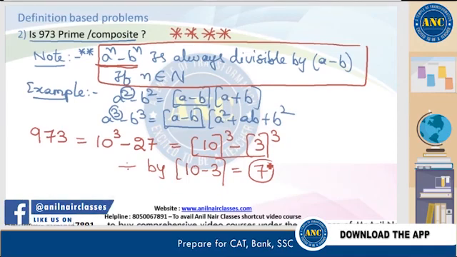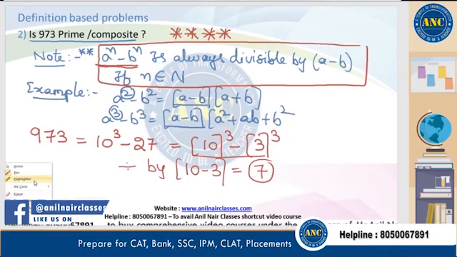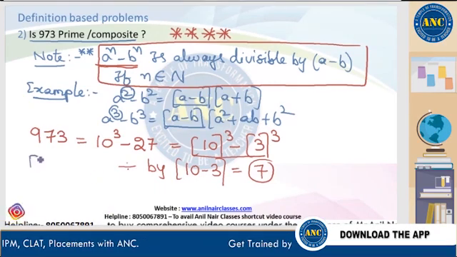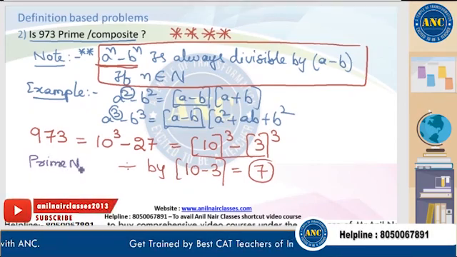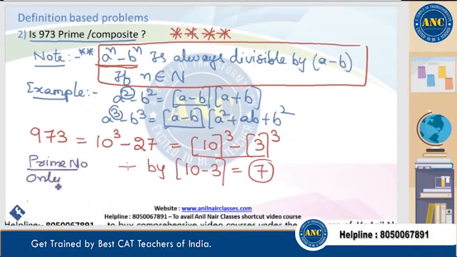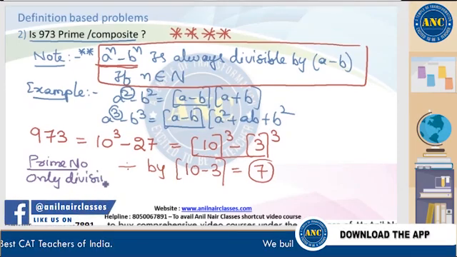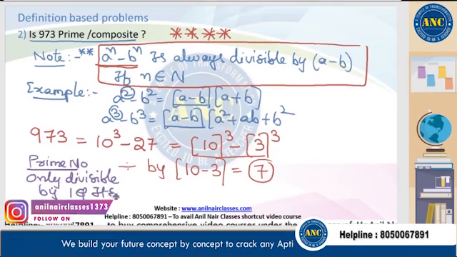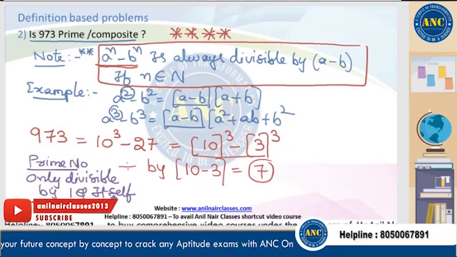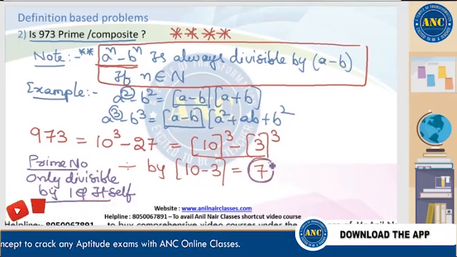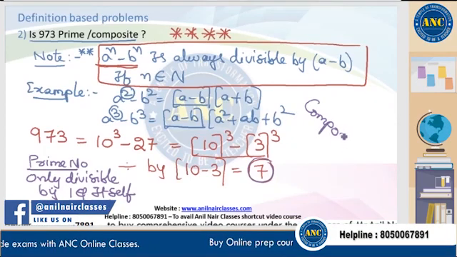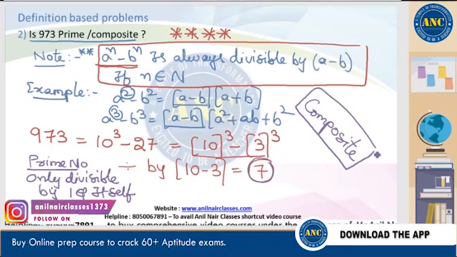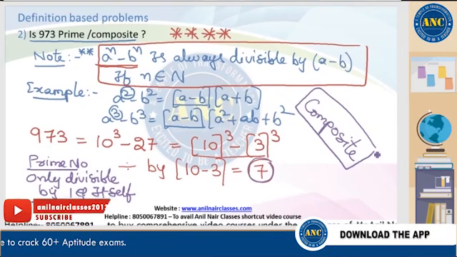Now, the definition of a prime number is that it is only divisible by 1 and itself. But here it is divisible by 7. So what is the answer for this question? The answer for this question is that the number is a composite number.